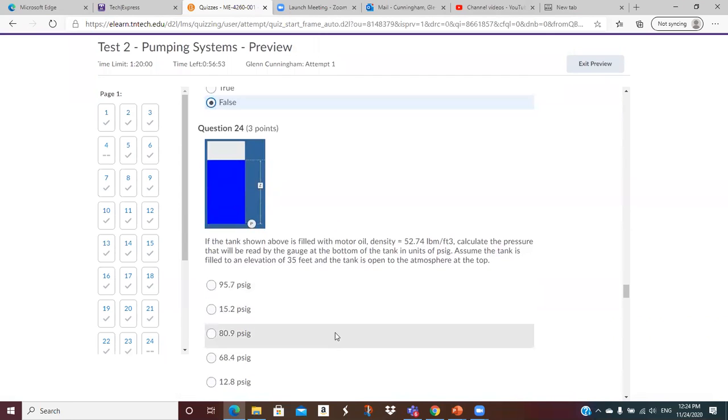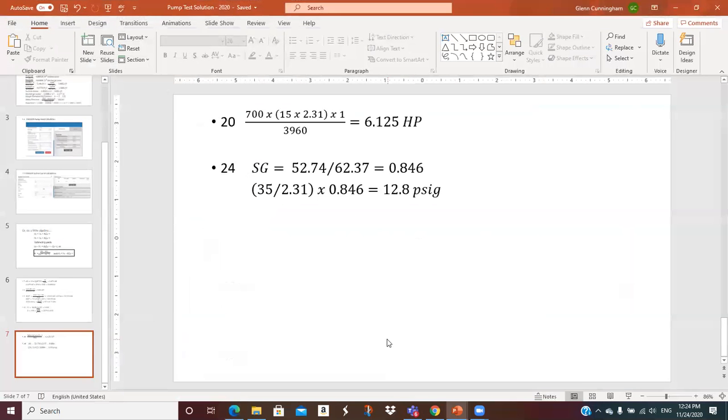24. If the tank shown above is filled with motor oil, density 52.74 pounds mass per cubic foot, calculate the pressure that will be read on a gauge at the bottom of the tank in units of PSIG. Assume the tank is filled to an elevation of 35 feet and the tank is open to atmosphere at the top. And so, okay, specific gravity is 0.846. And so 35 feet divided by 2.31, if that was standard water, that would be your answer. But this stuff is not as heavy as standard water. It's lighter, and so you're going to have less pressure. So you have to multiply that by the specific gravity, and that's 12.8.